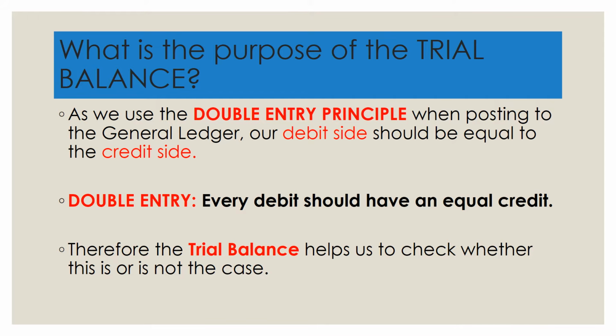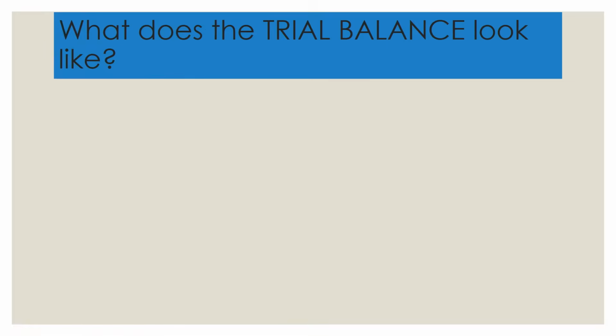The reason that we draw up a trial balance is because we want to check whether our general ledger is correct. As you know, we use the double entry principle when drawing up a general ledger, meaning that everything we debit we also have to credit something else. So for every debit, there is an equal and corresponding credit. So the trial balance helps us to check whether our debit column equals our credit column.